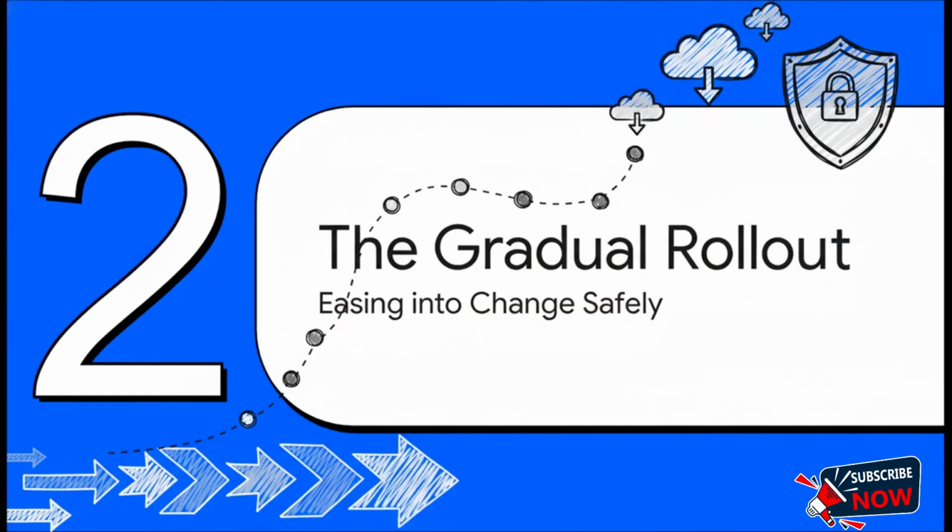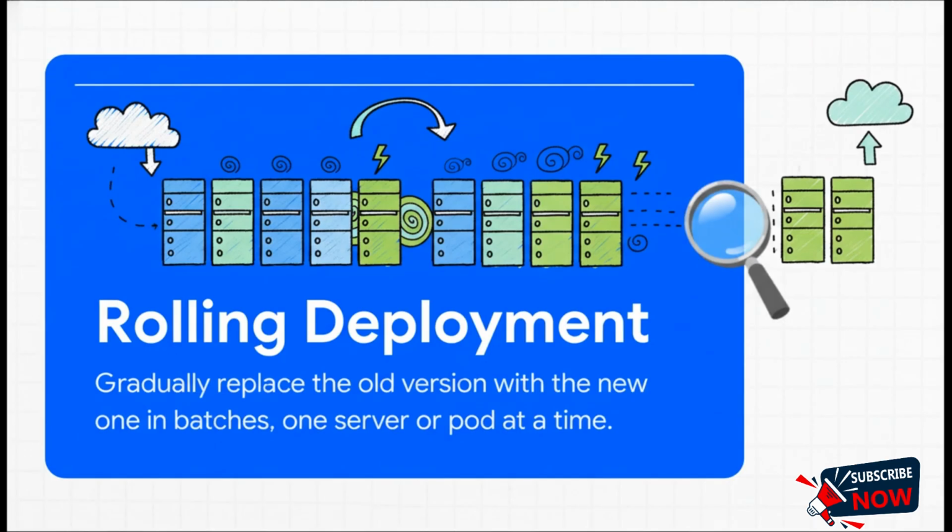But hey, not every release has to be some dramatic all-or-nothing event. Sometimes, the smartest move is to introduce change slowly and carefully. This brings us to our next set of strategies: the gradual rollout. First up is the rolling deployment. Instead of needing a whole separate environment, you just update your application bit by bit.